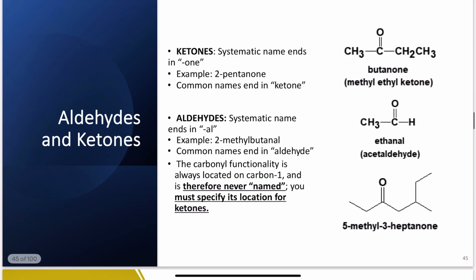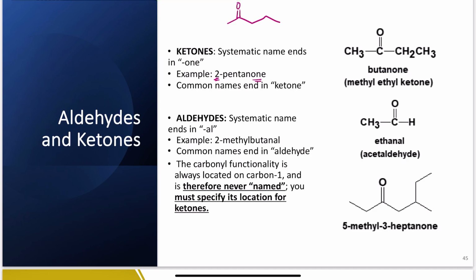Ketones and aldehydes. Ketones just end in the systematic naming "one". So for example, 2-pentanone, we see the word "one" there. Penta meaning 5, so 1, 2, 3, 4, 5, and 2 telling me where the ketone group is. Remember, ketone is a carbon double bond to an oxygen, so that 2 is telling me it's at that position.